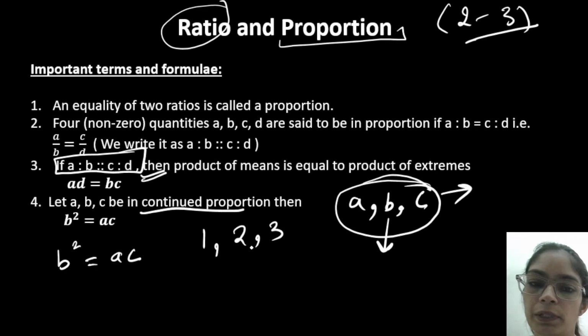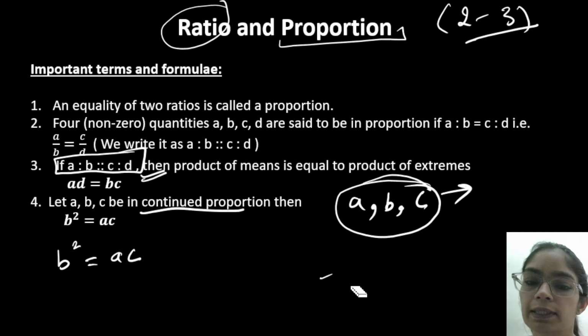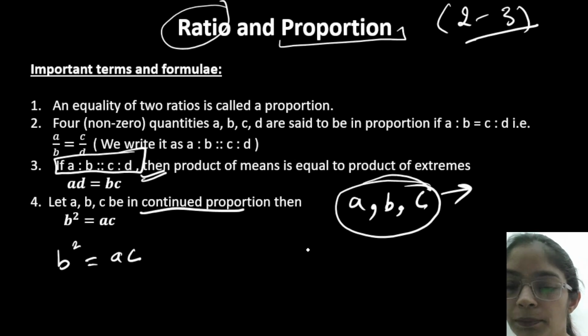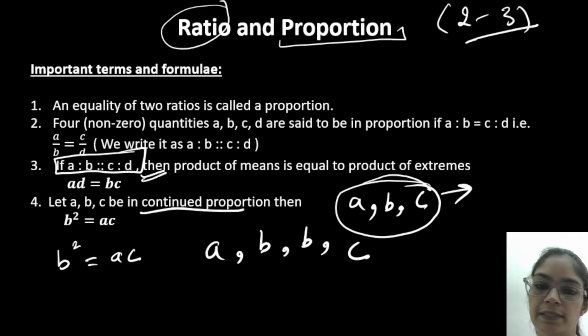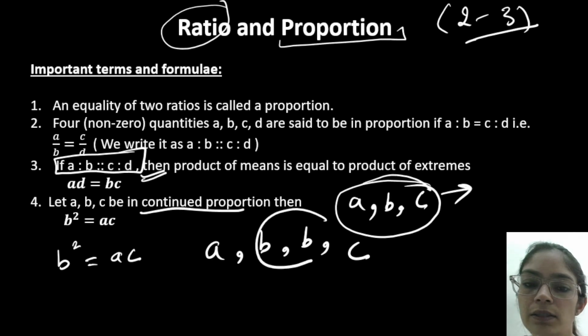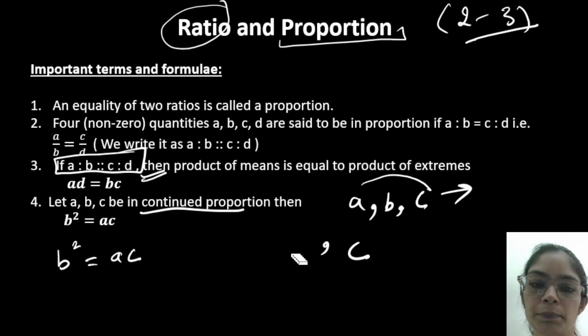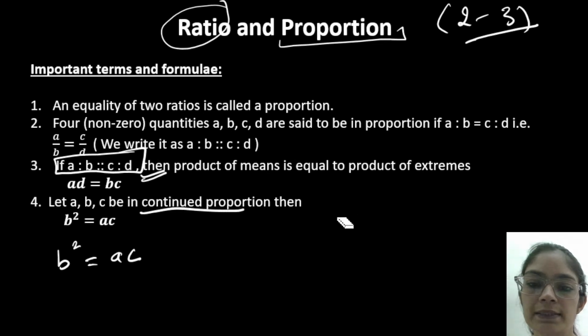I'm just giving an example. In this case, 2 square will be equals to 3 into 1. This is just an example I have given you. When three numbers are there, they are said to be in continued proportion. It means actually B we have to write two times, it's the same thing, but the middle one is repeating. But in a very easy way, you just have to remember B square is equals to AC.